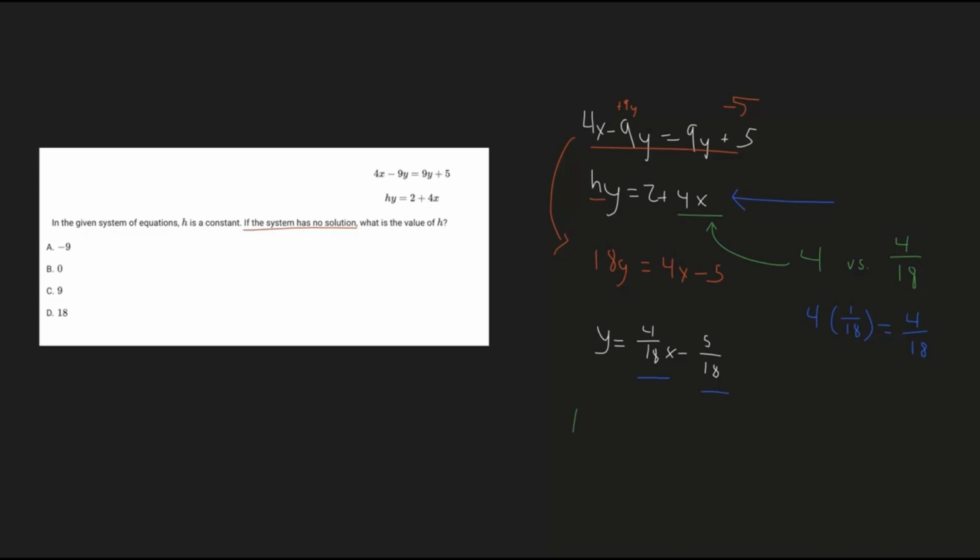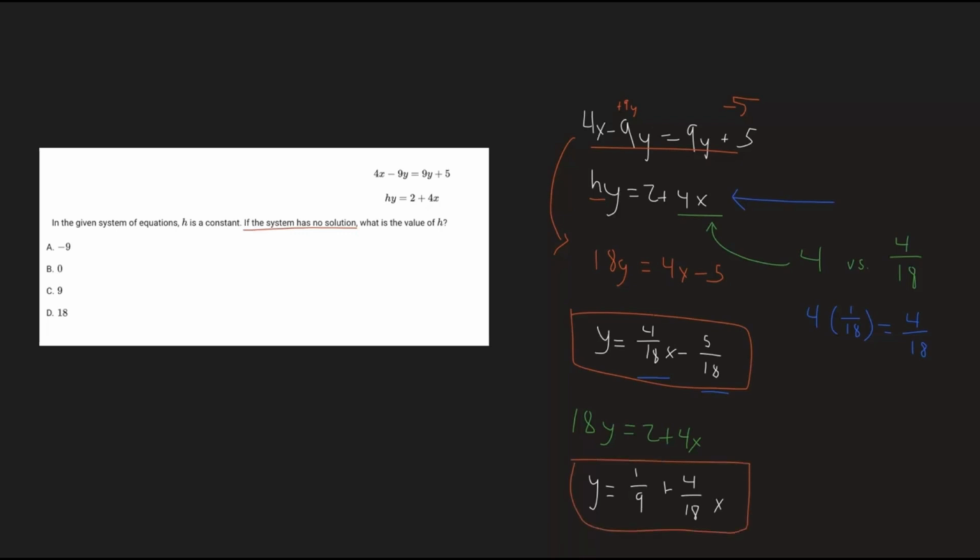So if h was 18, then we get 18y equals 2 plus 4x, right? And so now when we isolate for the y value, divide both sides by 18, we get y equals 2 over 18, which is 1/9, plus 4 over 18 x. And so now we have our two equations, right? We have this equation and this equation.